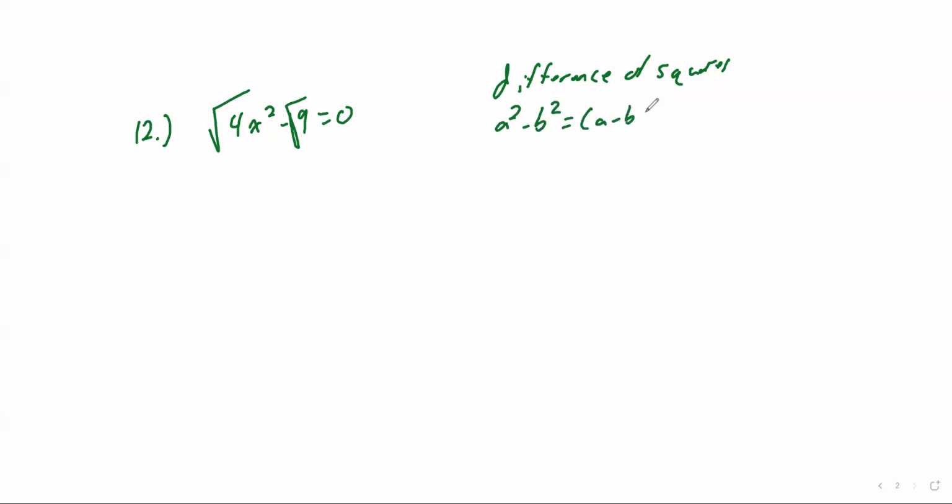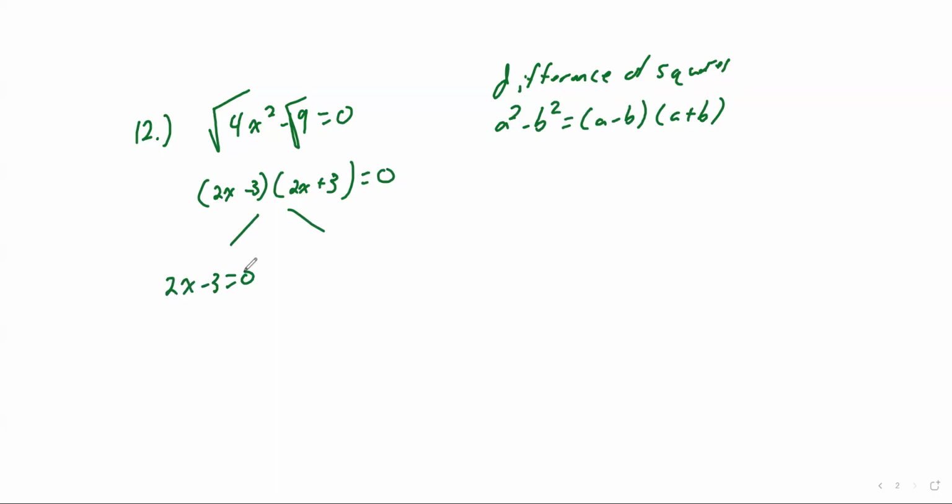So then I can break it down into this form, this binomial squared into two binomials. And then I just take the square root of the first term. So the square root of 4x squared would be 2x, minus, plus. You can also do plus, minus, it doesn't really matter. And the square root of 9 gives me 3. So this right here would be your two factors. So then you would say 2x minus 3 equals 0, and 2x plus 3 equals 0.